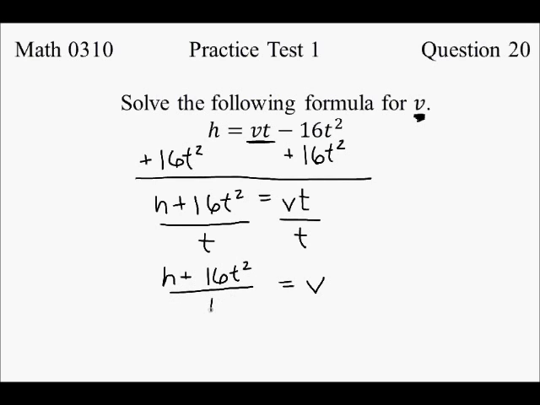Some of you who have done algebra before may see that we have t over t here, and you may want to simplify that. At this point in the course, they just want you to leave that as it is, so we'll go ahead and leave that expression. So our expression for v equals h plus 16t squared over t, and that is answer choice C.